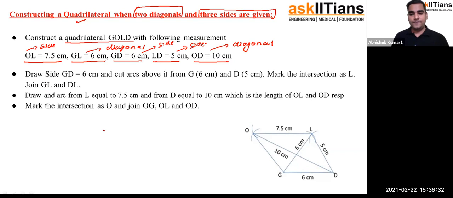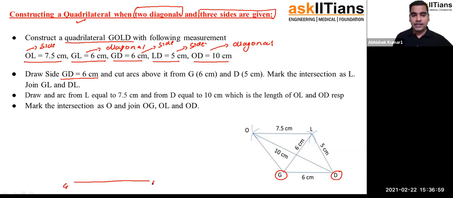So what they did, first we are going to form the 2 triangles that we can form using the dimensions or the values which are provided to us. So have a look here at what they did. Draw side GD, 6 centimeter. So first they drew this particular side GD, which is equal to 6 centimeter. Let me show here as well. So let's say this is your GD.